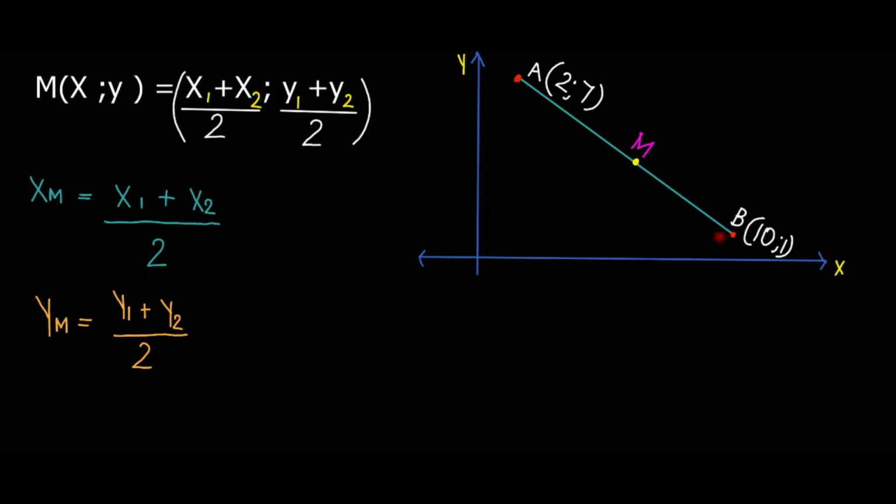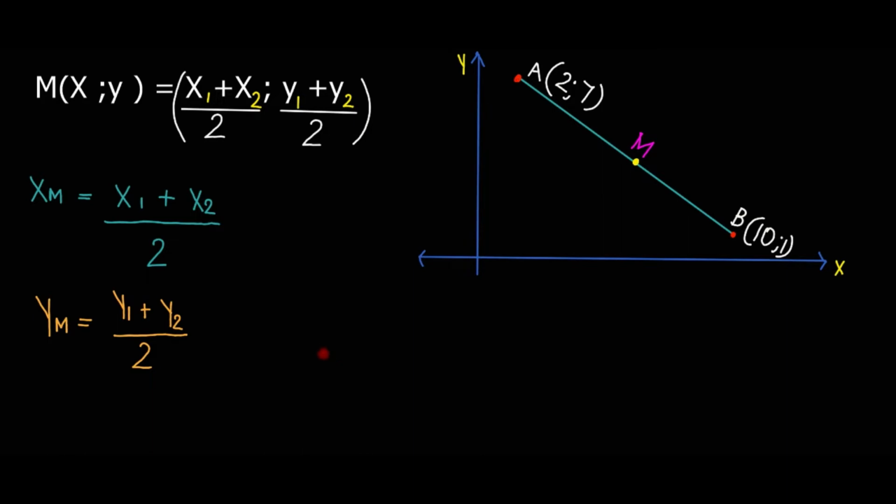We want to know what the coordinates of this M are, because this M is in the middle of A and B. So we want to find the coordinates of M. We have a formula to find the midpoint. In this case, this is our formula.